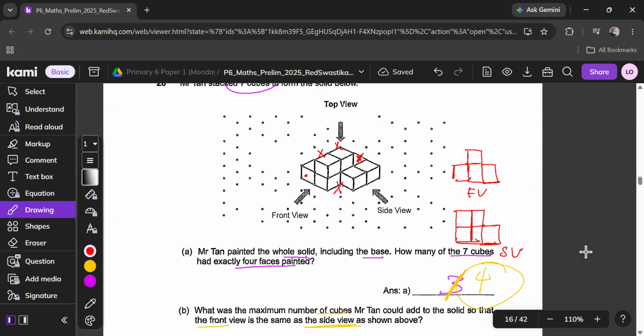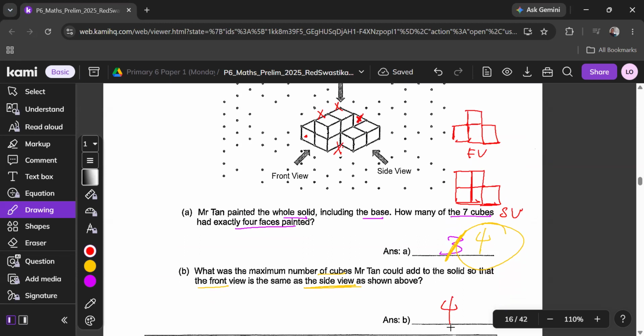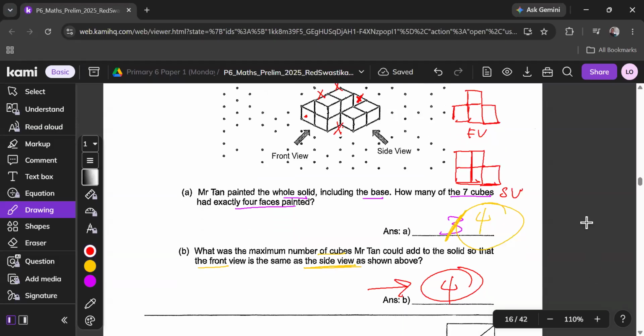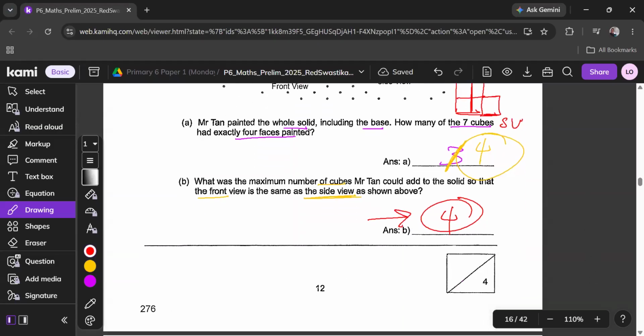So how many cubes can you put? The answer is 4. You can put 4 cubes. Did anyone get 4 for part B? The answer key put 9 cubes. So Mr. Ong is a bit confused whether the answer key is correct or wrong, but I think it's 4. You can see that this kind of question appears quite often in all the school papers, so you can be prepared for this kind of question to come out.